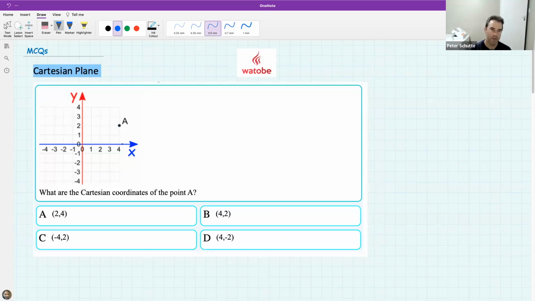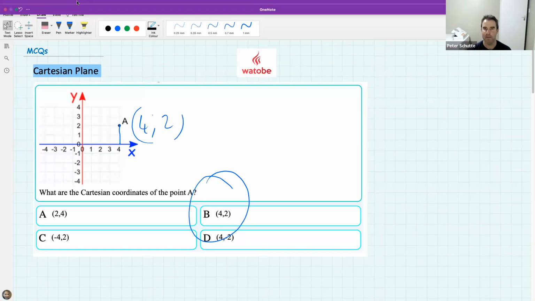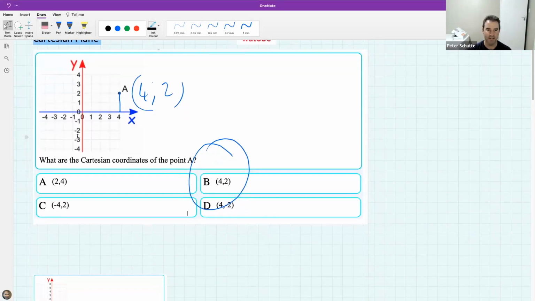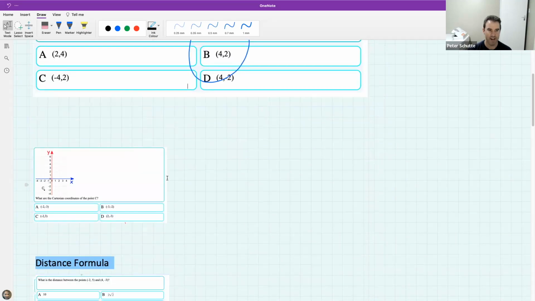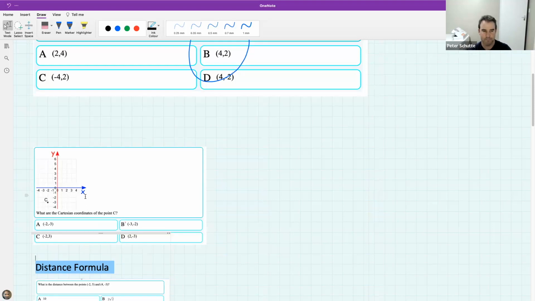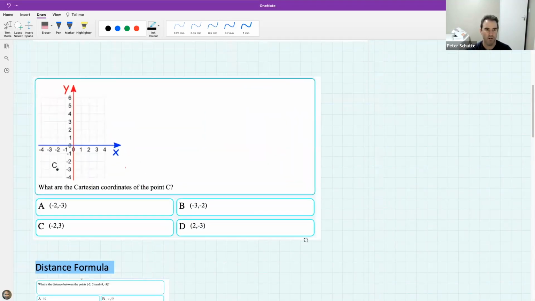So it would be 4, and then it would be 2, which is correctly B. B is the correct answer. I think maybe that was a little easy, you guys had that in the bag. Let's try another one, but a bit harder one. Move this down. What are the Cartesian plane coordinates of C?